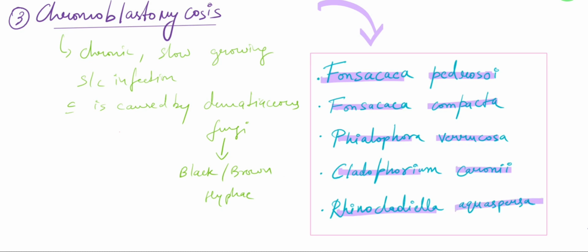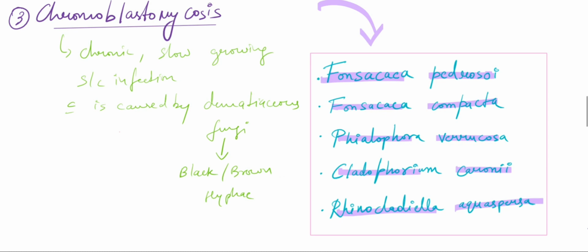Right, and I know how bad these names are, and unfortunately we don't even have a mnemonic for them. But there's one thing: when you don't have a mnemonic for such kind of names, just sing them along. That works very well. Anyways, so we saw what were the organisms which are causing chromoblastomycosis.